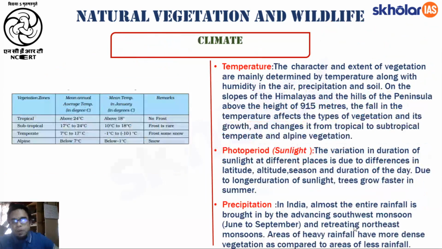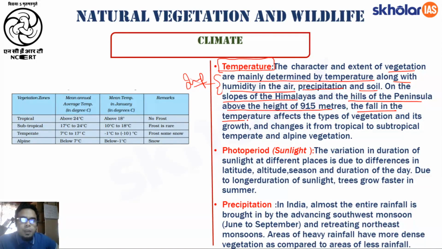All right. Then what is the next factor upon which natural vegetation depends? It depends upon the temperature found in a particular location. Now the character and extent of vegetation are mainly determined by temperature along with humidity in the air, precipitation as well as soil. So these are the main factors upon which natural vegetation depends. Now on the slopes of the Himalayas and the hills of the peninsula above the height of 915 meters, the fall in the temperature affects the type of vegetation and its growth and changes it from tropical to subtropical, temperate, and then alpine vegetation.